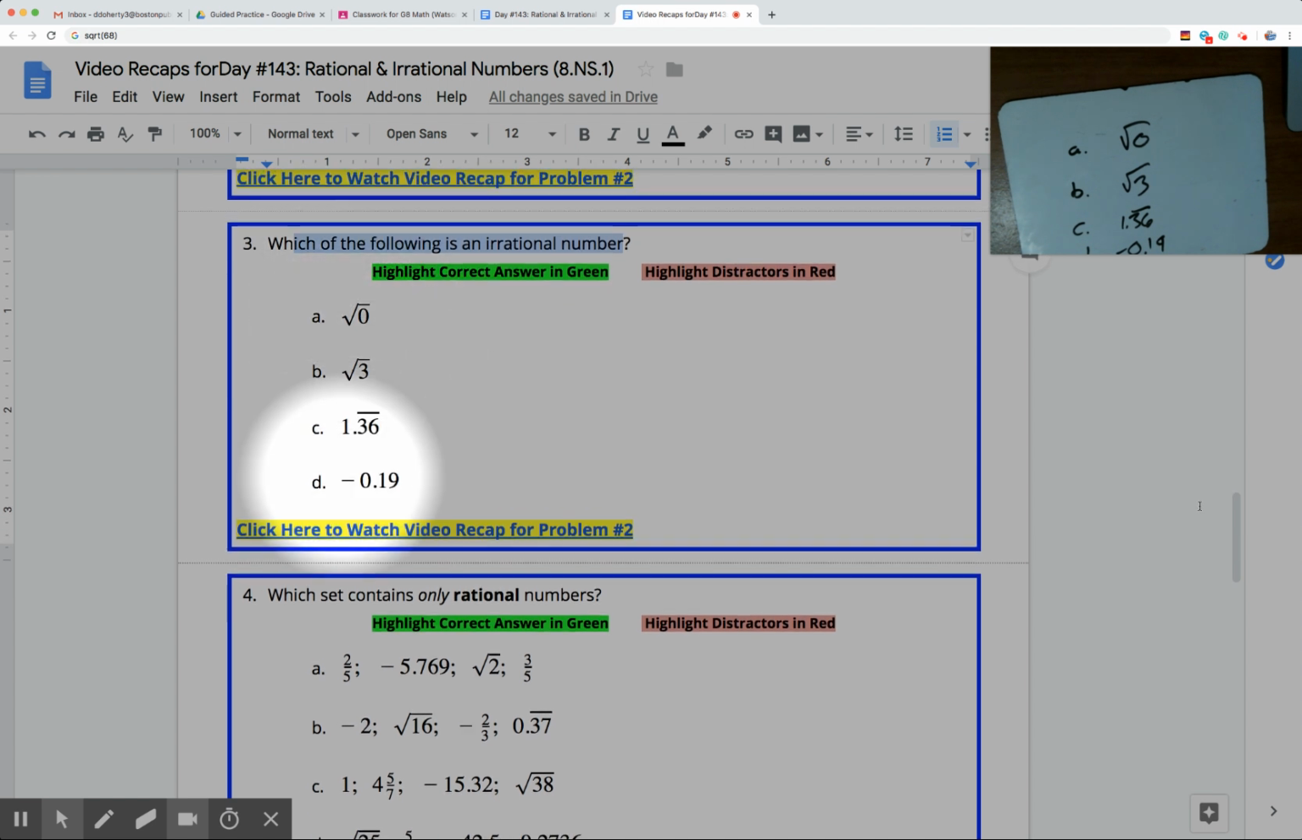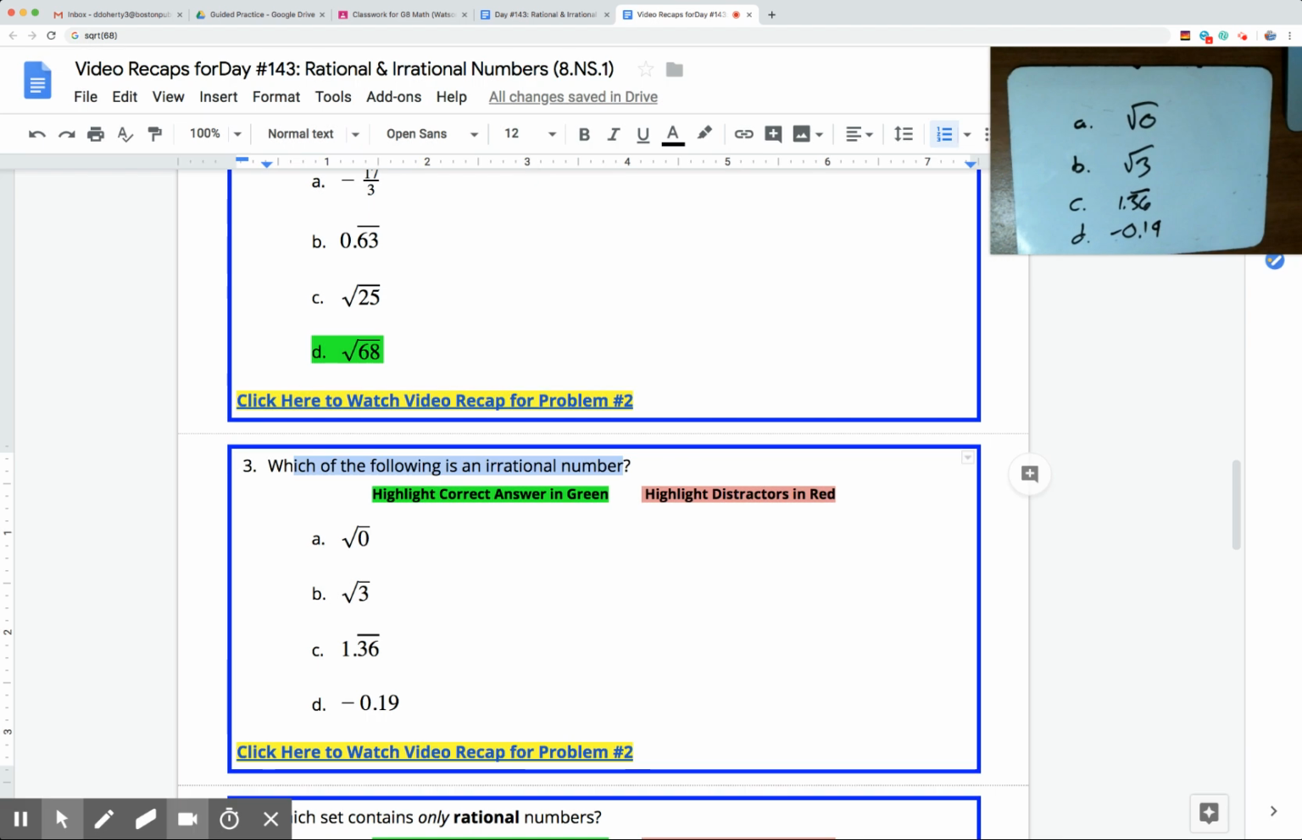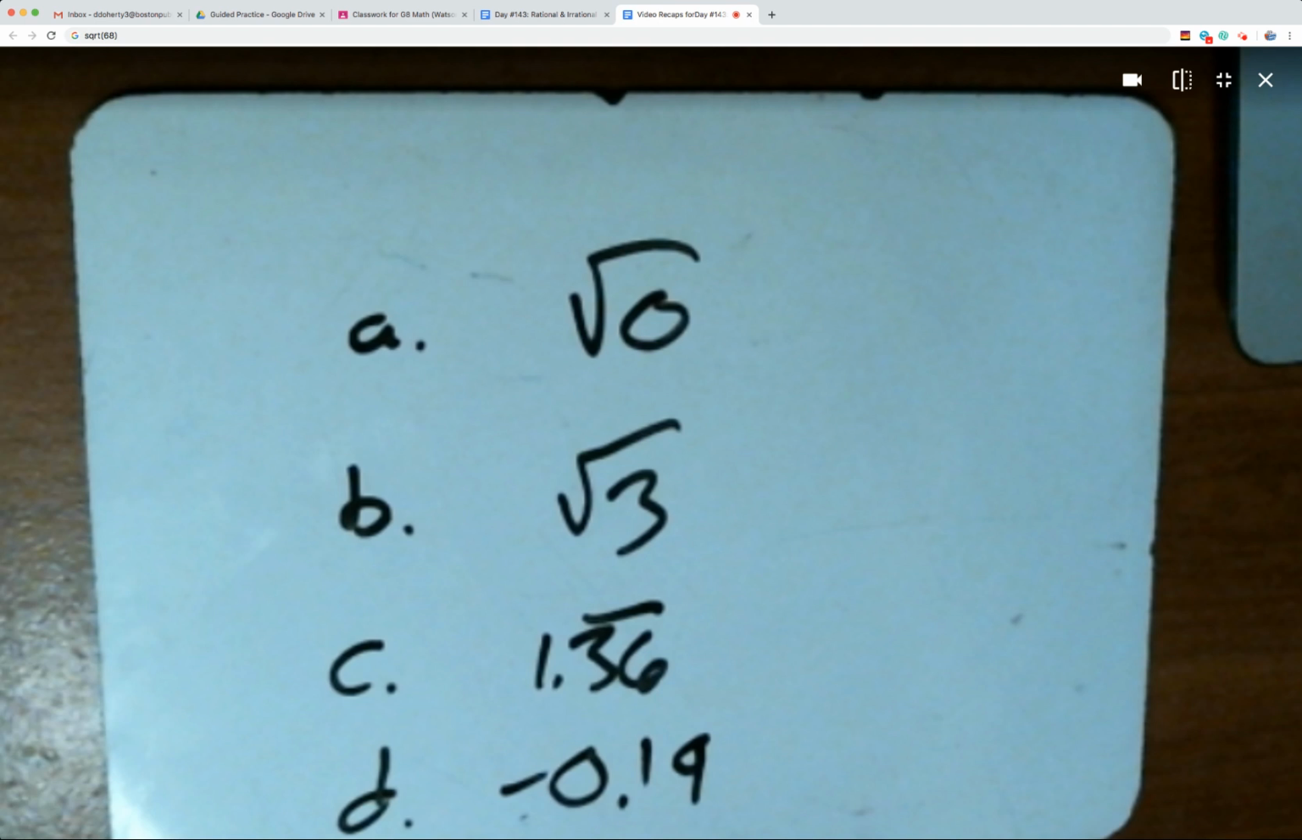So our 4 answer choices here are written on the whiteboard up here. We'll take a look at that right now. Which one cannot be written as a fraction? That is the irrational one.